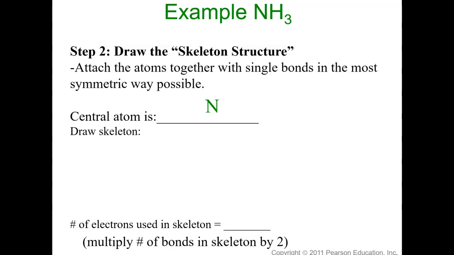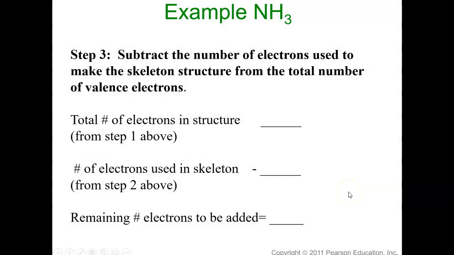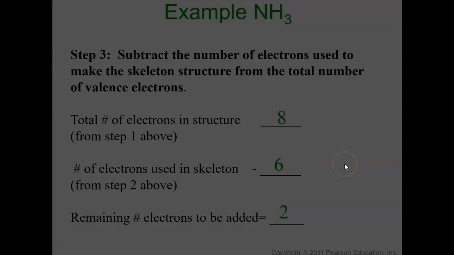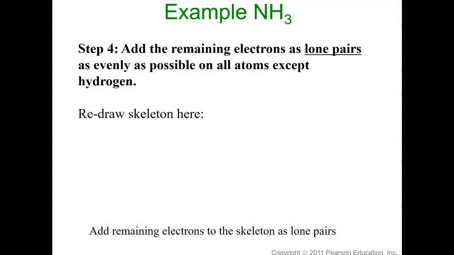Okay, next step, draw the skeleton structure. So again, we want to draw this as neatly as possible. And again, any way that you have 3 hydrogens around your skeleton structure, that's correct. Now we need to count the number of electrons we've used. Remember, each line is 2, so that's 2, 4, 6 valence electrons. So we started with 8, we used 6, which means we have 2 left. So if we have 2 valence electrons left, we add the rest as lone pairs.